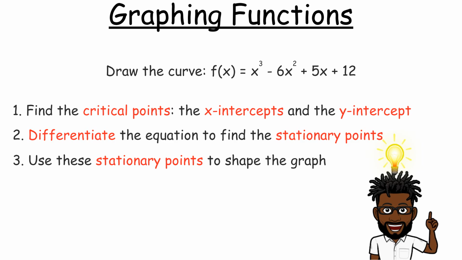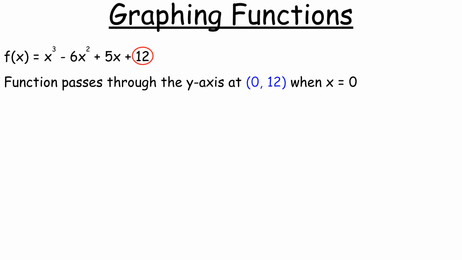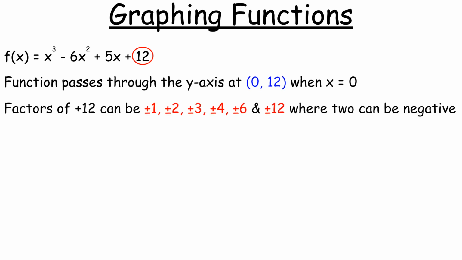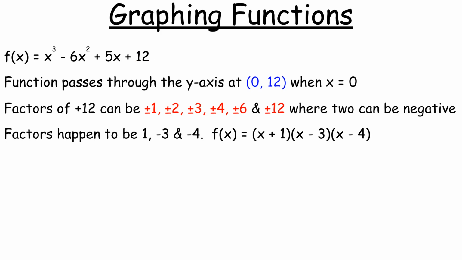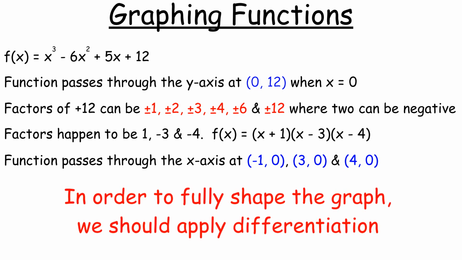Okay. So let's first of all write out the curve again, and note that the value 12 would be the y-intercept. That is where the graph passes through the y-axis when x equals 0. To find the x-intercepts, you can use a number of techniques. I just chose factors of 12 and picked out the ones which multiply together to give 12, and this gives me the x-intercepts where the graph passes through the x-axis.